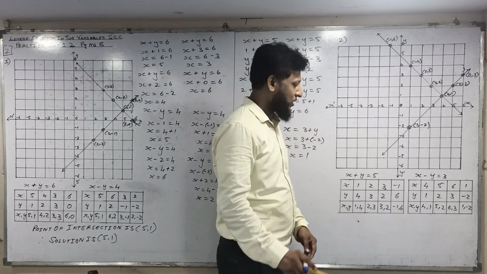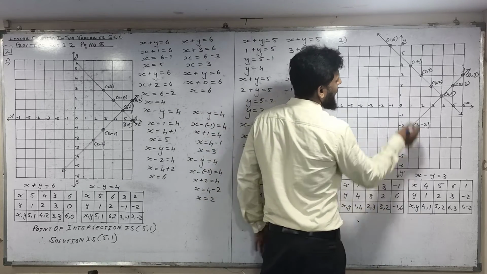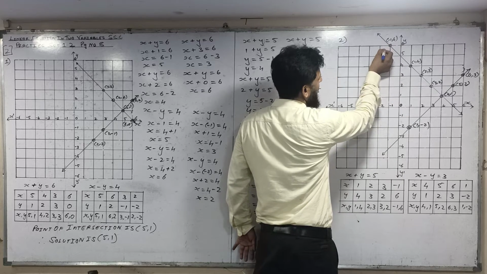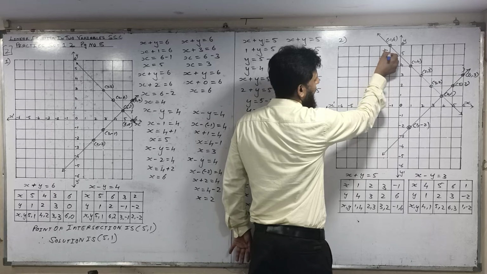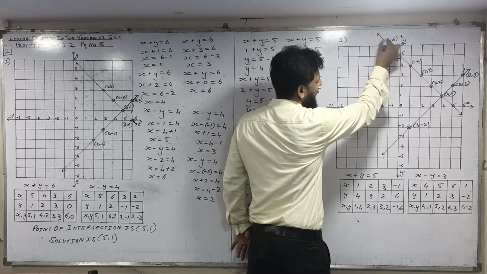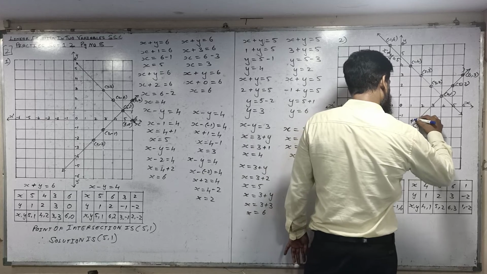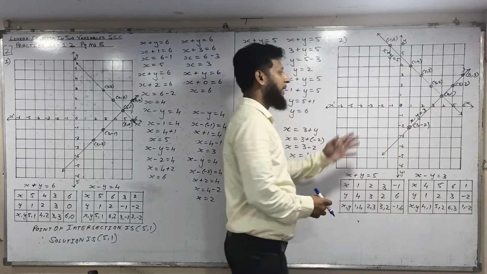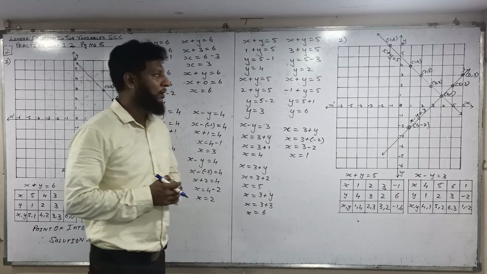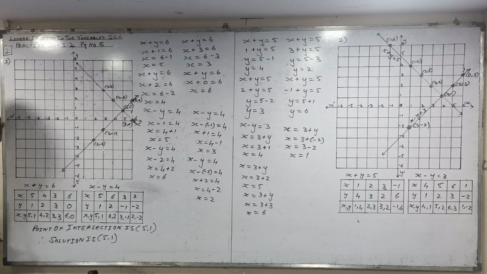And write the equation also on the line. So for this line I am writing x plus y is equal to 5. Okay. And for this line x minus y is equal to 3. Okay. So write the equation on the line also. After drawing the line, here also we have not written the equation.